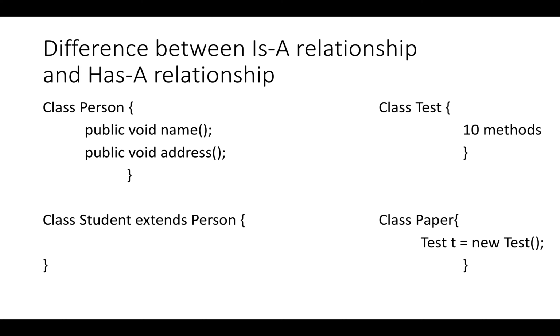But if we don't require all the functionality, and only require some part of the class, then we go for the has-a relationship. You can see we have a class Test, and in it we have 10 methods, and you require only 5 methods. So simply create the class object, and whenever you require the functionality, you simply call those five methods. This type of relationship is has-a, and as you see, it's clear where you can use the is-a relationship and the has-a relationship.